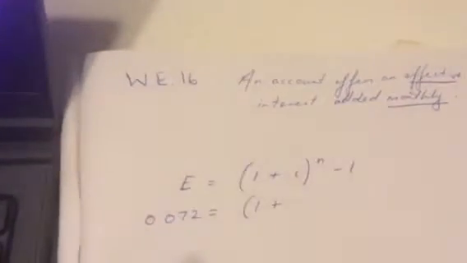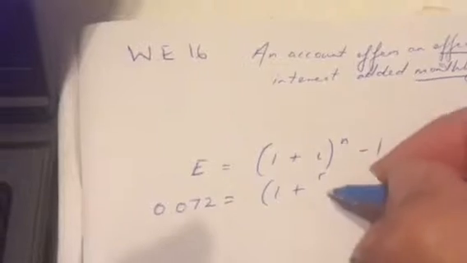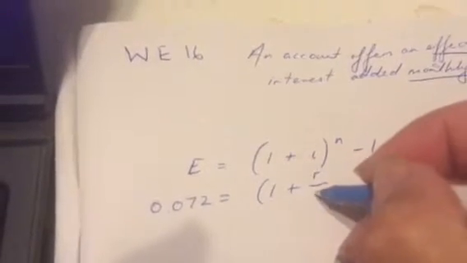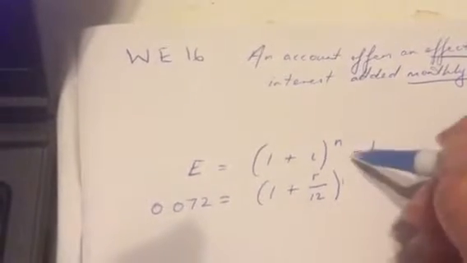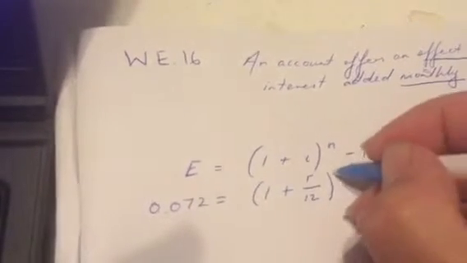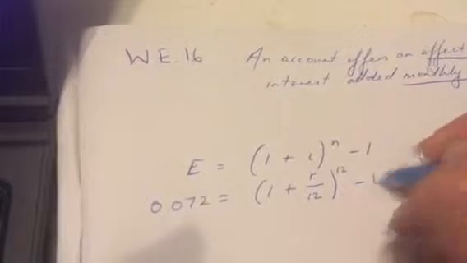So here's the formula for effective interest rate. If the effective interest rate is 7.2, that means we can write that as a decimal as 0.072 is equal to 1 plus. Now, we don't know the nominal rate, so let's use R for that. But we know that it's going to happen monthly, so it's going to happen 12 times. All right? And N is how often it happens in a year, so that's 12, take away 1.